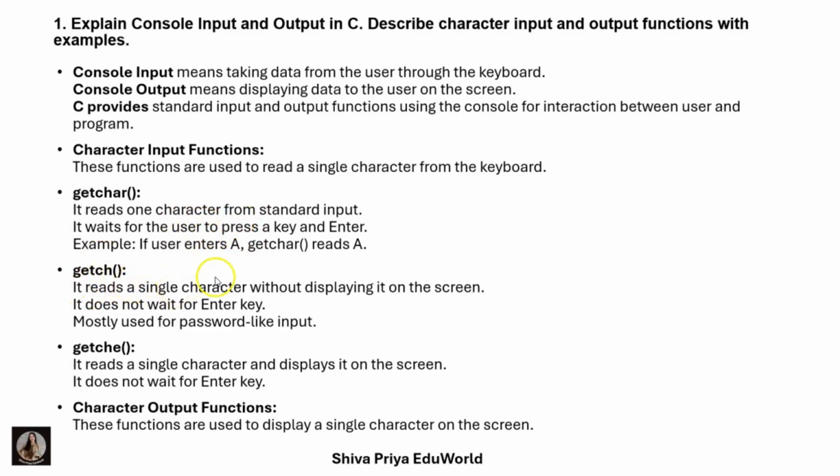getch. It reads a single character without displaying it on the screen. It will not display anything on the screen, but it will read only one single character. It does not wait for the enter key. After pressing a single character, it will not wait for enter. Clear? This is getch. It is mostly used for password-like input. After entering, it immediately moves on.